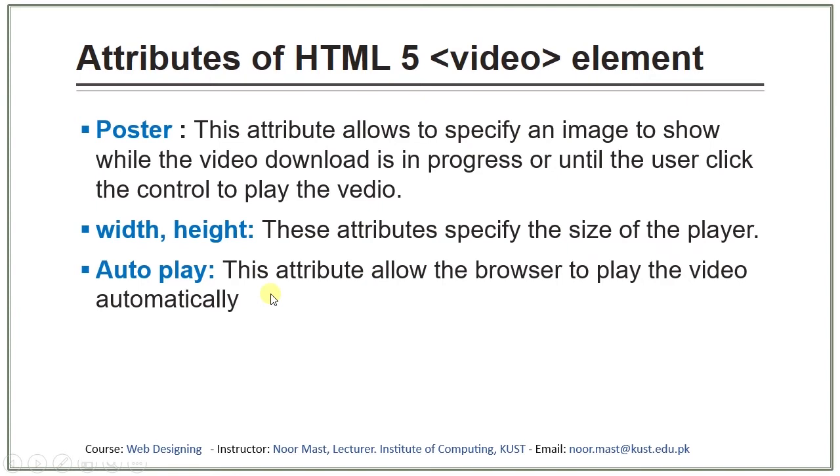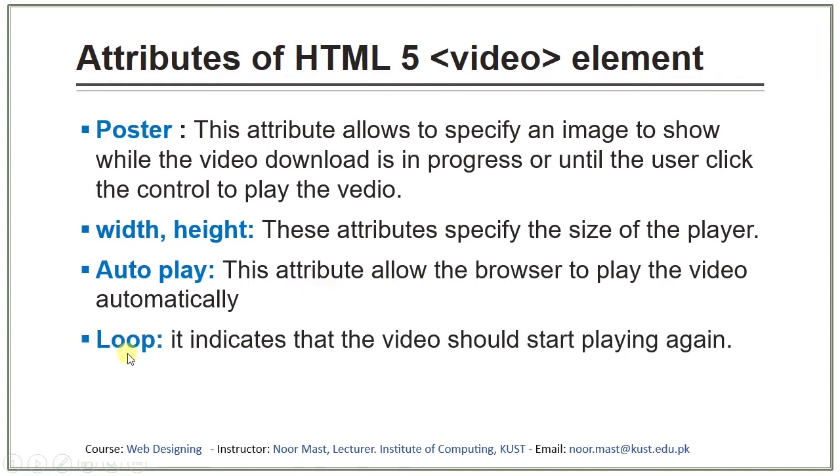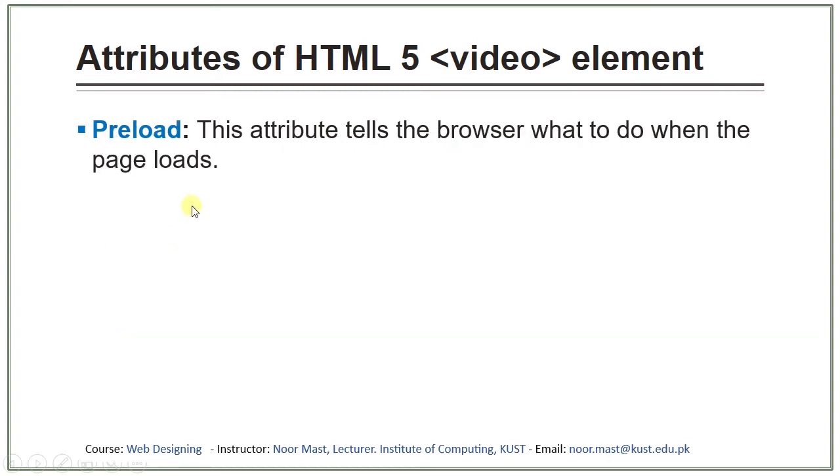The autoplay attribute allows the browser to play the video automatically when the page loads, whereas the loop attribute is used to start the video playing again when it comes to the end. Preload attribute. The preload attribute is used to direct the browser what to do when the page loads. Its value can be one of the following three values.